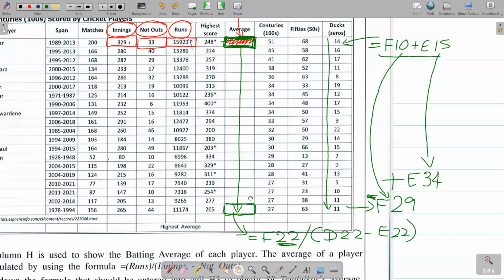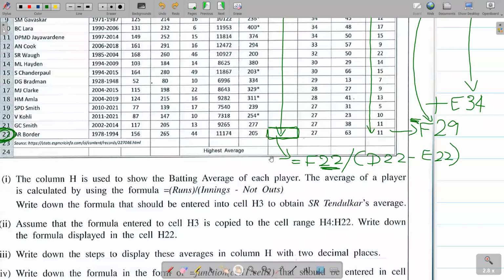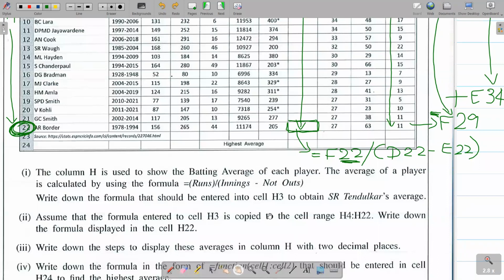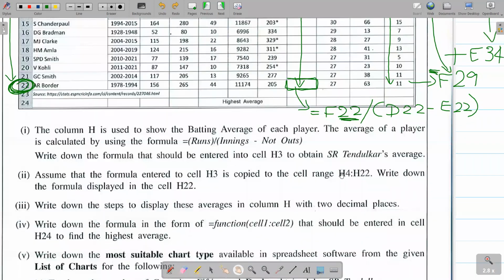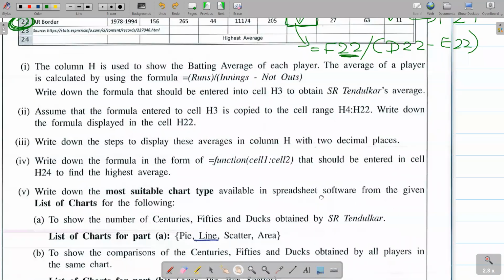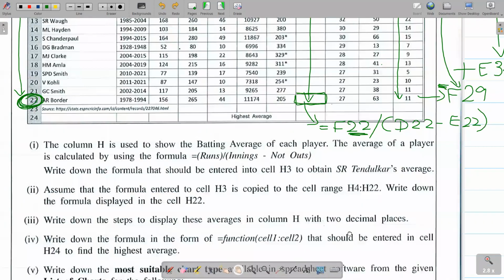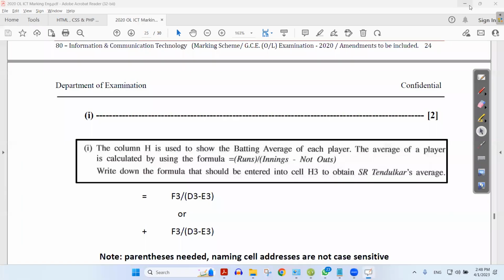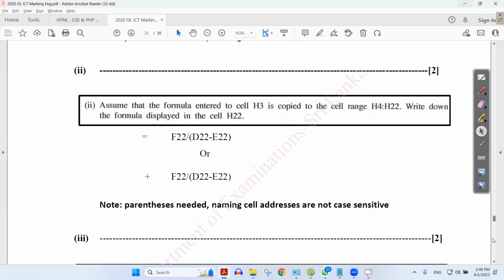Right, so let's continue. So the answer for the second one is going to be F22 divided by D22 minus E22 within brackets, right? So let's cross check it with the marking scheme as well. Yeah, this is the marking. So if you have written this formula as the answer for the second part, you will be given 2 marks.